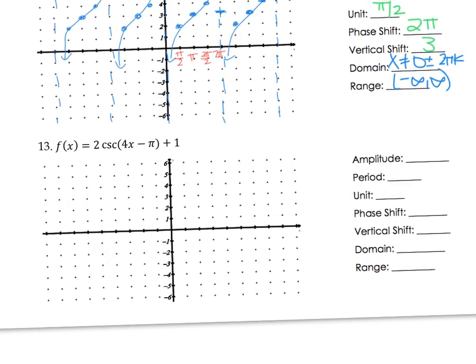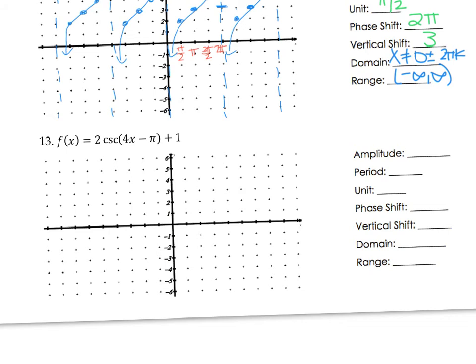So now number 13 is cosecant, which is the same thing as sine, or it's the same family as sine. So the amplitude doesn't really have one, but you could also say it's 2. Period is 2 pi over b, which is 4, so that'll be pi over 2. And then its unit is period divided by 4, so pi over 2 divided by 4 is pi over 8. Phase shift makes inside parentheses equal to 0, so that'll be pi over 4. Vertical shift is 1.